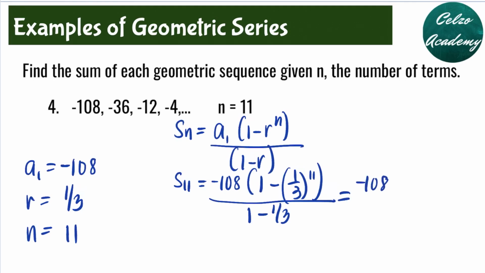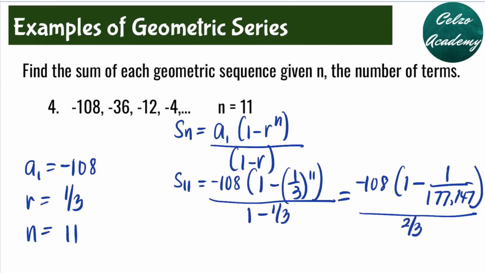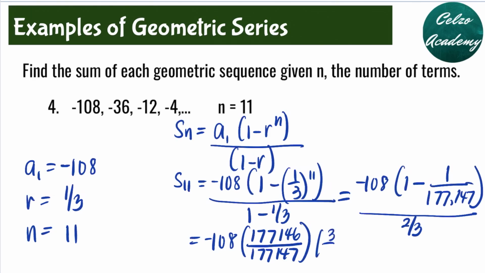Simplifying this, we have -108 times 1 minus 1 over 177,147, all over 1 minus 1/3, which is 2/3. Simplifying this, we have -108 times, simplifying the parentheses, we will have 177,146 all over 177,147, because we're simply subtracting 1 over the denominator. Dividing by 2/3 is the same thing as multiplying this by 3 over 2.